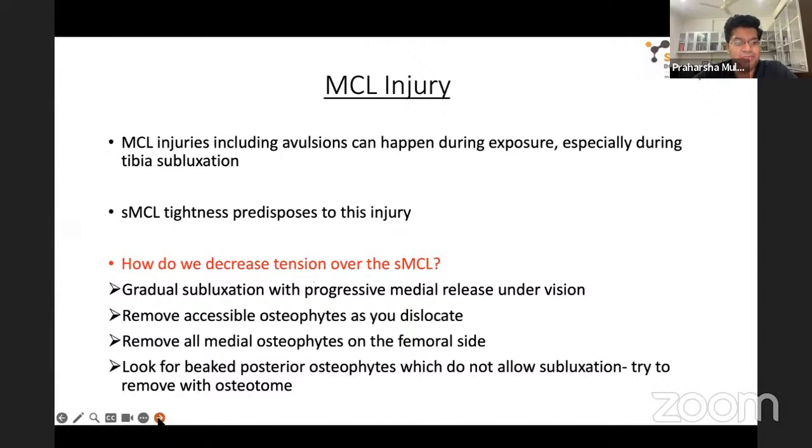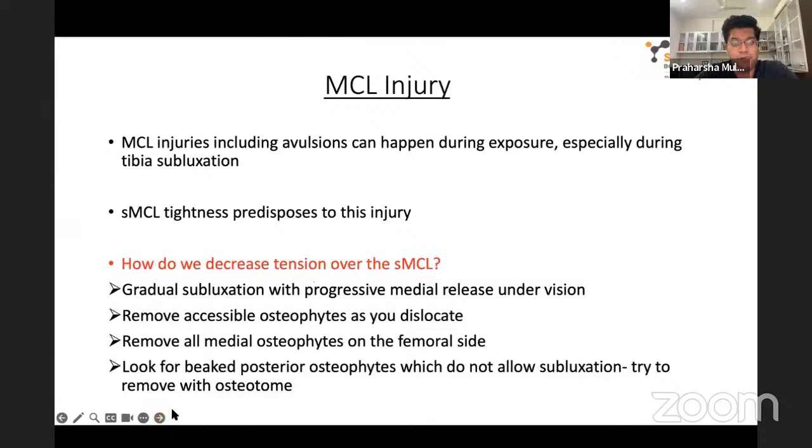Remove any accessible medial osteophytes, anterior to posterior, as you keep dislocating the tibia. Don't try to do a forcible maneuver, like we discussed with the Ransall maneuver in the surgical technique. It has to be a very gradual and very slow dislocation process. Before you do this, always remove all the medial osteophytes on the femoral side also, especially under the MCL, which will decrease the amount of tenting.